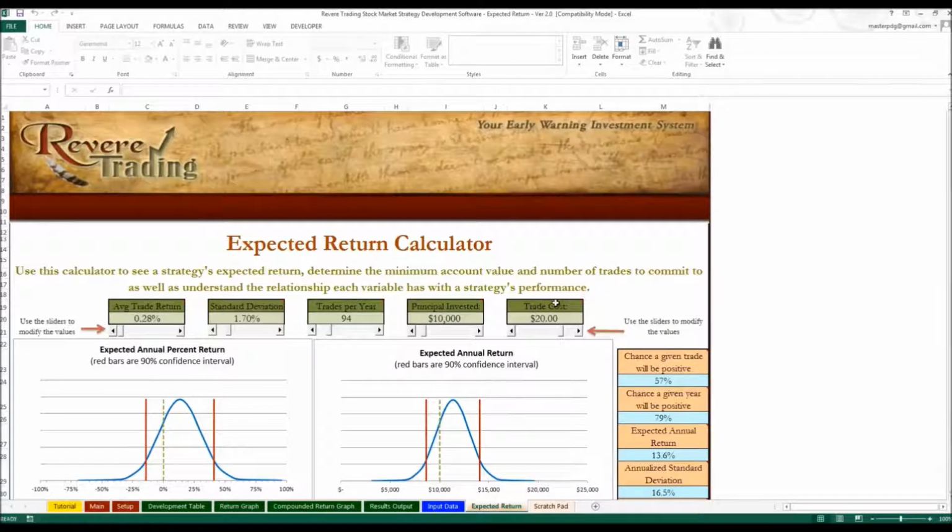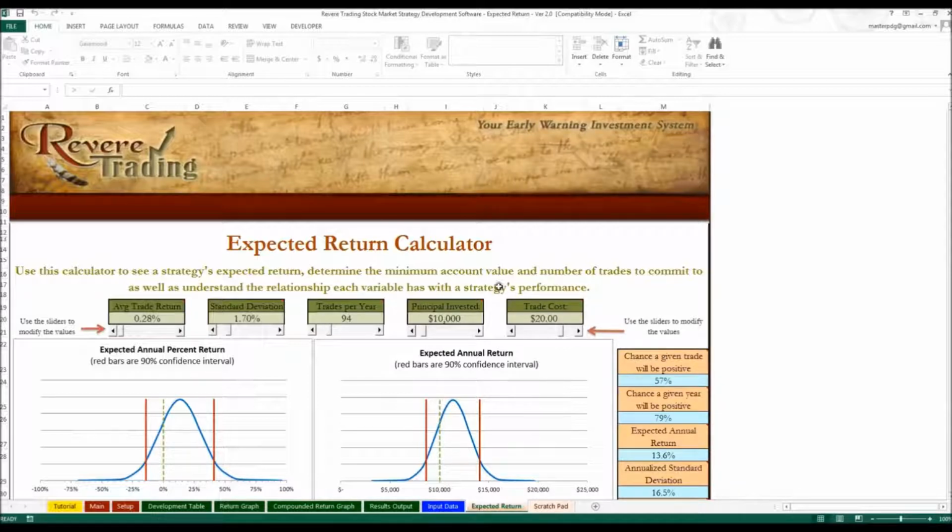And the next one is trade cost. This is the cost for a round-trip trade, the fees that your brokerage company will charge you. So if you have a brokerage company that will charge you $10 per trade, it will cost $10 to get into the market and then $10 to get back out. So that would be $20 for a round-trip trade, buy in and sell again.